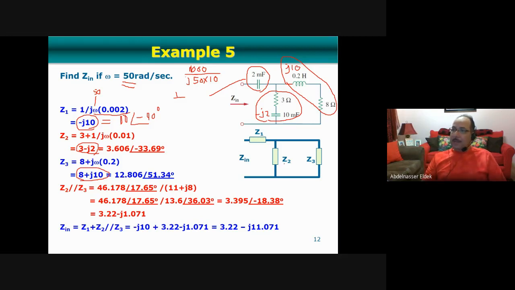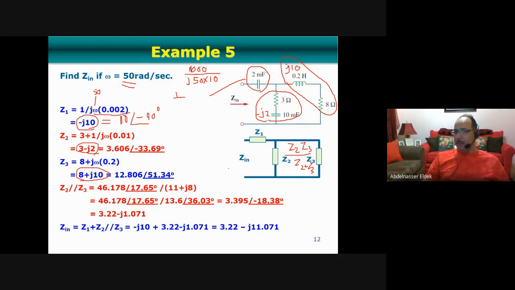Okay, when you look at the new circuit, Z2 and Z3 are parallel to each other. Then in this case, you can simply say the resultant here is Z2 times Z3 divided by Z2 plus Z3, because they are parallel. So this is the multiplication over the summation. When you multiply or divide, you use the phasors. When you add, you use the real and imaginary.